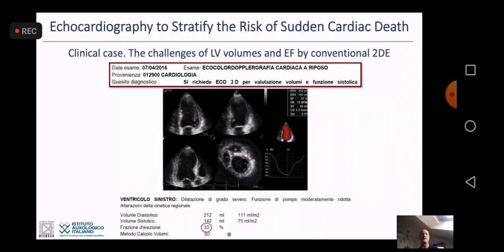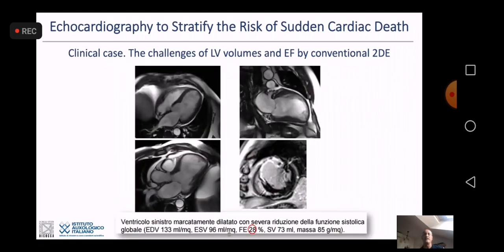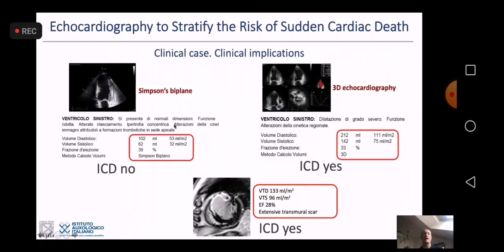And if we move to 3D echocardiography, which takes into account the contribution of all 18 segments of the left ventricle, you see that the ejection fraction drops to 33%, and 39% and 33% tell a completely different story in the management of those patients. Given the controversial results of echocardiography, the patient of course underwent CMR, which documented and confirmed the extensive wall motion abnormalities and the severely reduced ejection fraction. So here you see that using the conventional Simpson biplane, you don't implant the ICD, while advanced echocardiography, namely 3D echocardiography, as well as CMR, is an indication for the ICD.